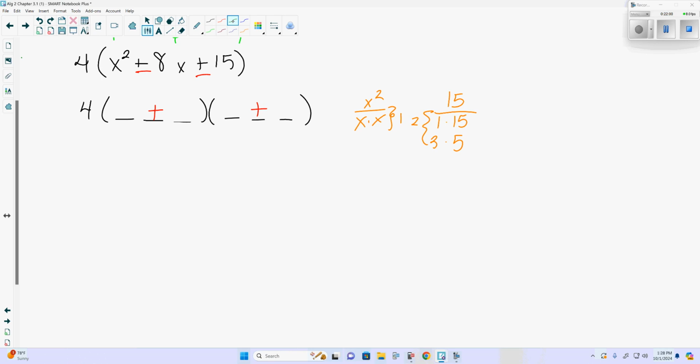Find the factors of the first and third term. Well, our first term is just x squared, so we would have x and x. That's the only set of factors, so we'll just plug them in. Factors of 15. We have 1 and 15 or 3 and 5. 3 and 5.